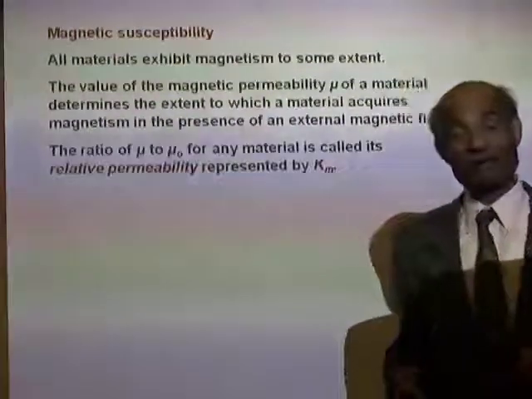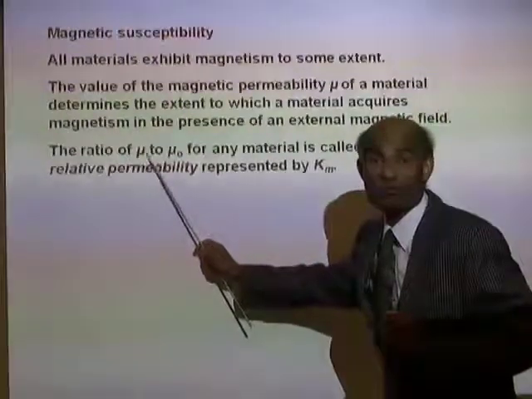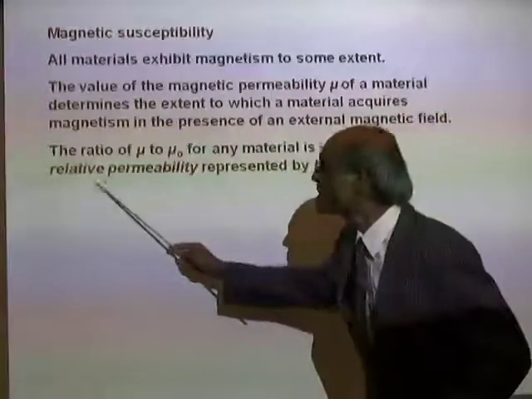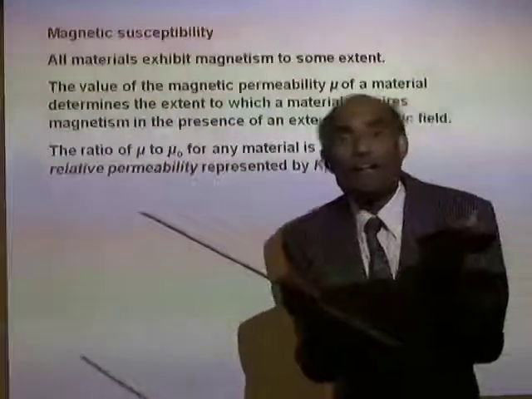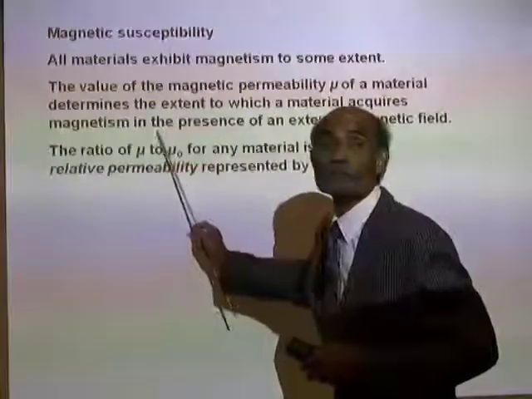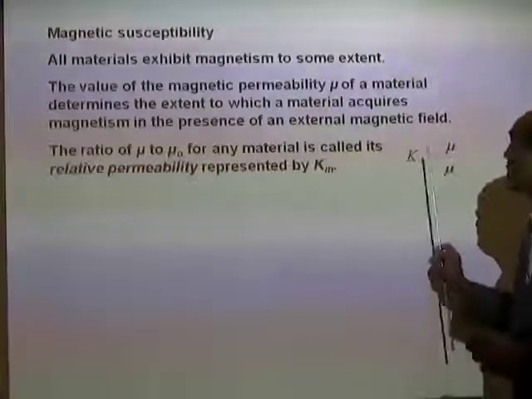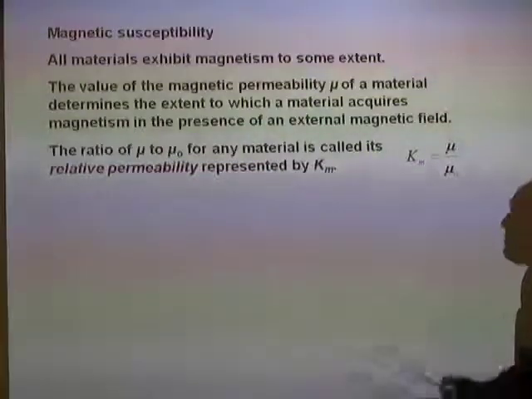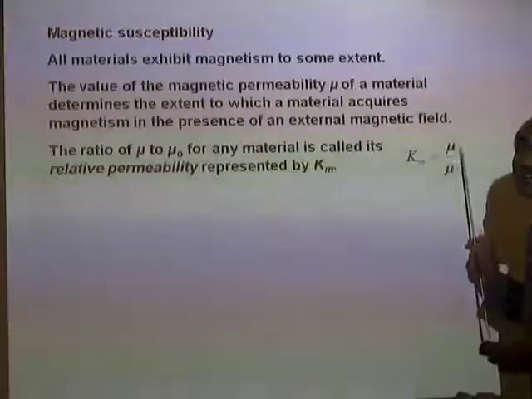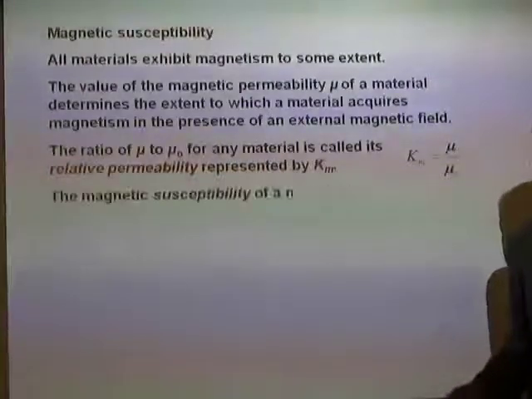Therefore, the ratio of mu divided by mu0, permeability of the material divided by permeability of free space, is an important term, and it is called the relative permeability. It actually compares the magnetic properties of a material with that of free space. So what is relative permeability? It is mu divided by mu0, and we represent relative permeability by K sub m. So K sub m is mu divided by mu0. Now tell me, for a paramagnetic material, because mu is slightly greater than mu0, Km is slightly greater than 1. But for diamagnetic, it is slightly less than 1. Is that right?